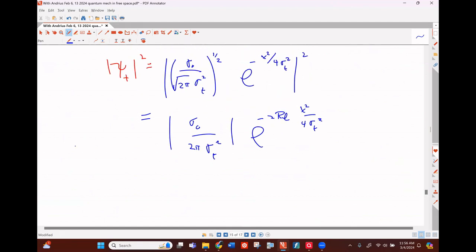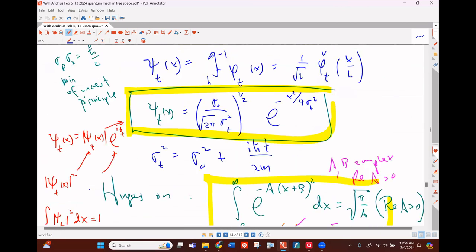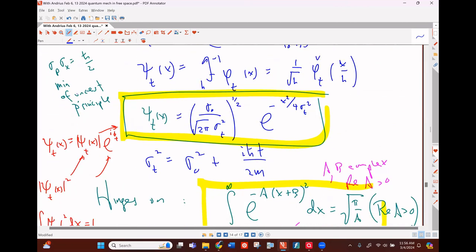And let me remind you, sigma of t squared is equal to the original sigma squared, sigma not squared that we started out with, the initial wave packet, plus it's got the complex part here, i h bar t over 2m.